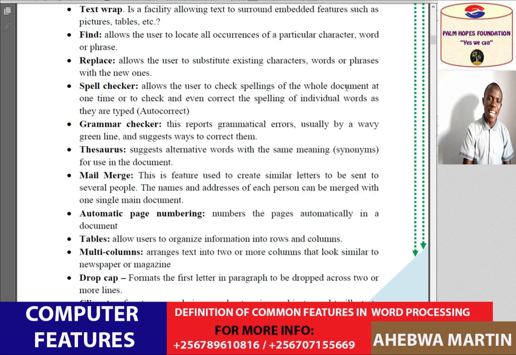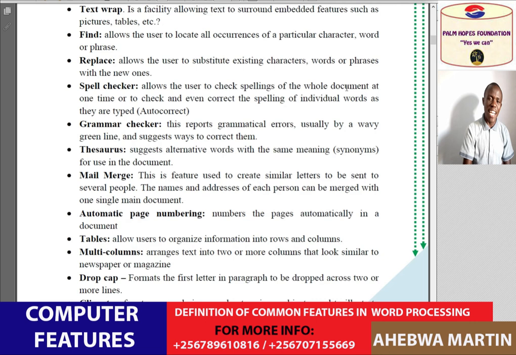Grammar checker reports grammatical errors, usually by a wavy green line, and suggests ways to correct them. So the spell checker uses a red line, but the grammar checker uses a green line. Every time you are typing in Microsoft Word and you find a word underlined with red, it means that the spelling is wrong. But once you find that it is underlined using green, it means that it is a grammar error.